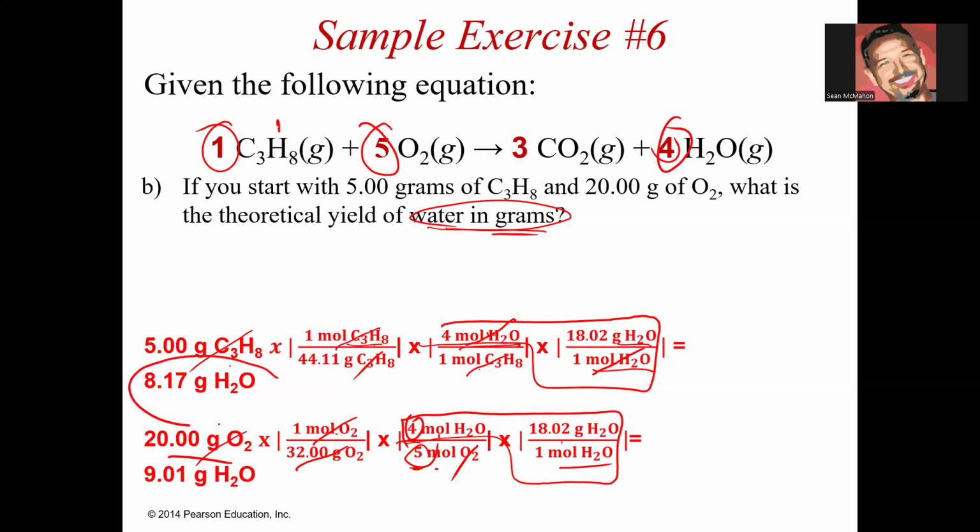I picked the lesser of the two. That's the 8.17 grams of water. This is my theoretical yield, right? Because it's from my stoich. This is what I'm going to use in my percent yield calculation. Propane's my limiting reactant. Oxygen's my excess.